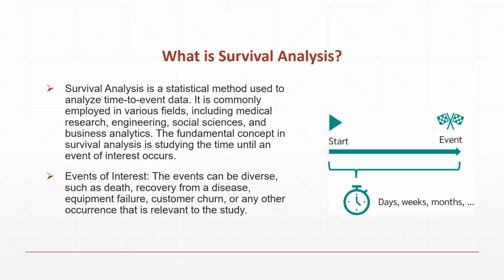Now let's talk about the event of interest. This event can be anything from the occurrence of disease, failure of a mechanical system, or even customer churn in a business. The key is to understand when these events are likely to happen and what factors influence the timing.